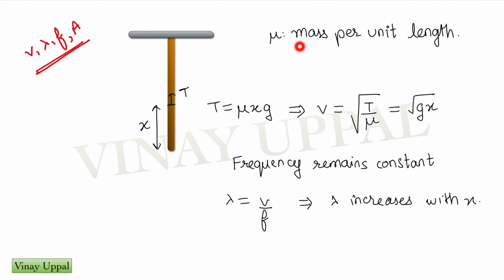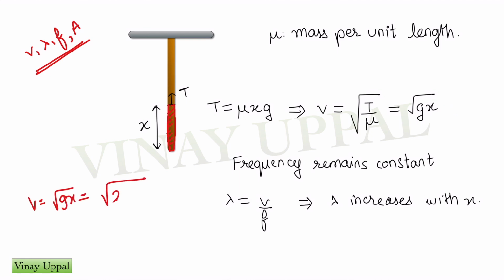I have mu as my mass per unit length. If I consider this portion of the rope, the tension at a distance x from the bottom will have to balance out the weight of this section of the rope. So, I can simply write tension is equal to the mass of the rope, which is mu times x, mass per unit length times the length, into g. And I know the speed of a wave pulse is root T by mu, and therefore I get this as my speed.